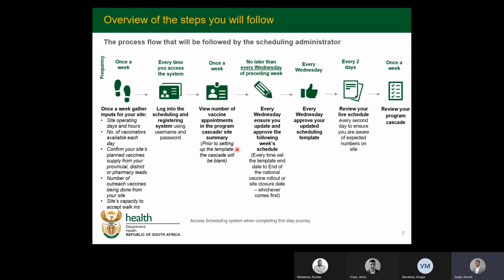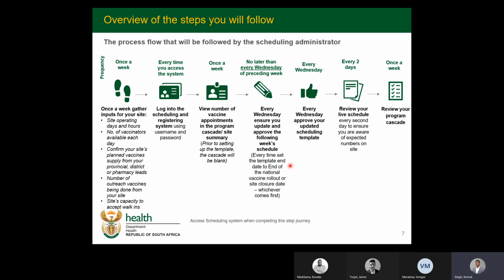So if your site is currently not scheduling, the cascade will be blank. And if your site is currently scheduling, your cascade should be filled and you should be able to view the number of vaccine appointments. Please note, no later than every Wednesday of the preceding week, you need to ensure that you update and approve the following week's schedule.